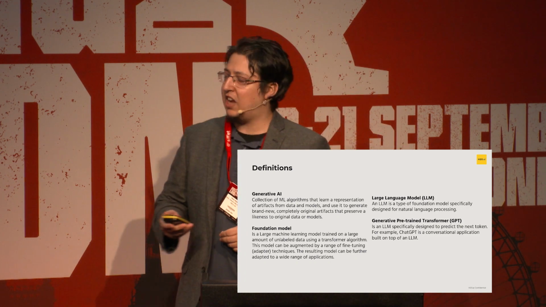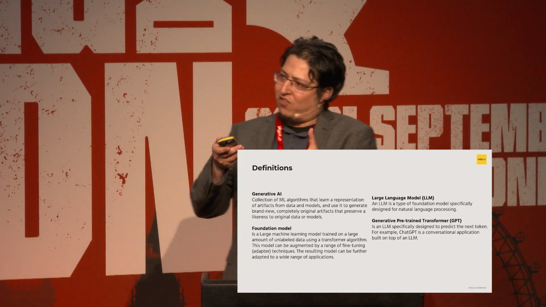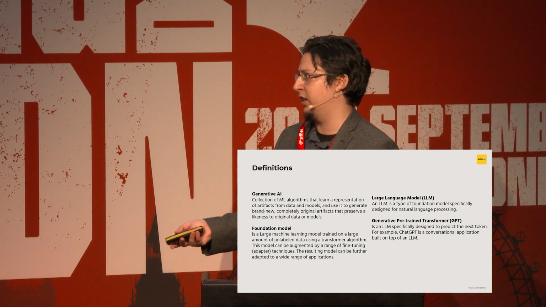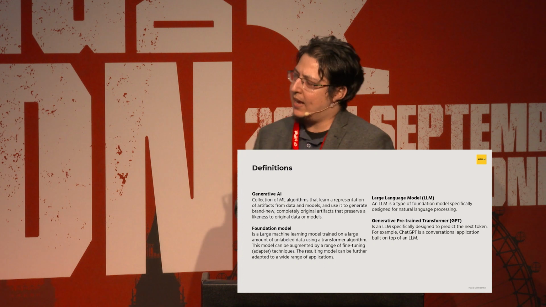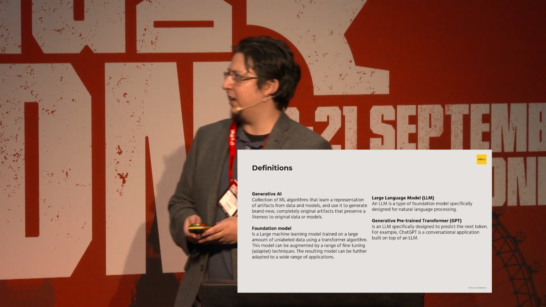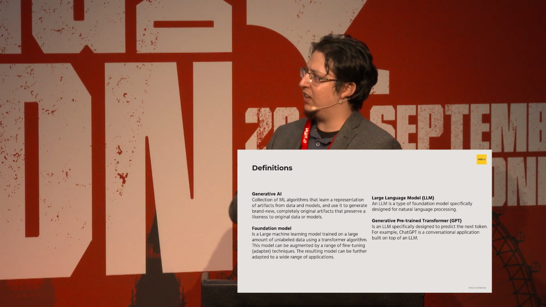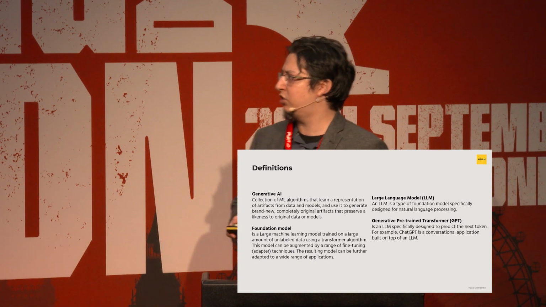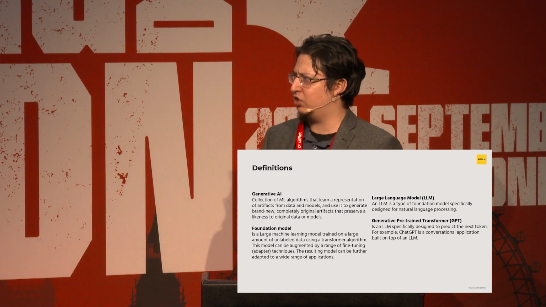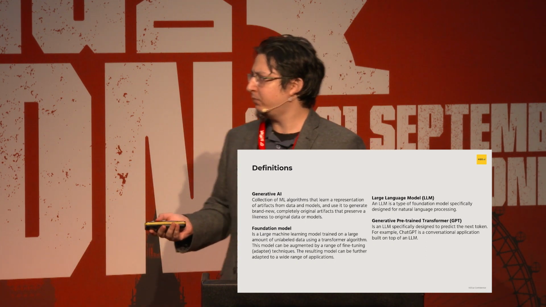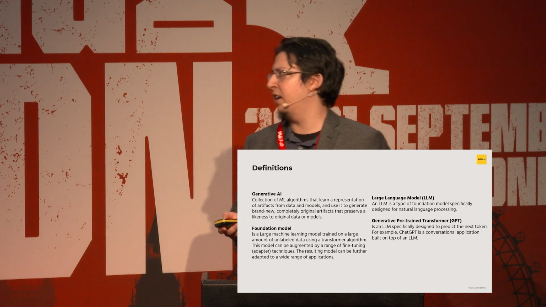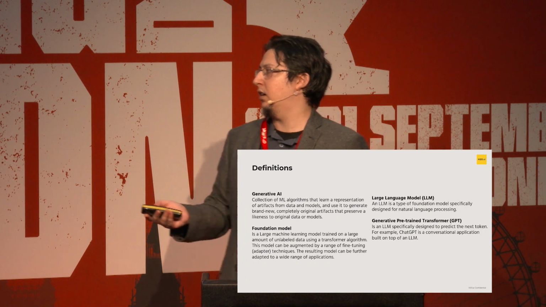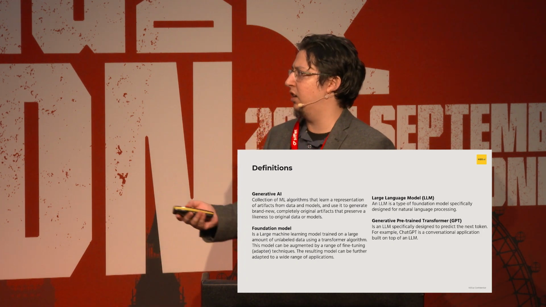Large language models are foundational models that are specifically designed for natural language processing. And GPT, which you may have heard a lot lately, is a specific type of LLM that is specifically designed to predict the next token, which is a bit different than how previous LLMs were doing that. ChatGPT is actually using this as a conversational application.